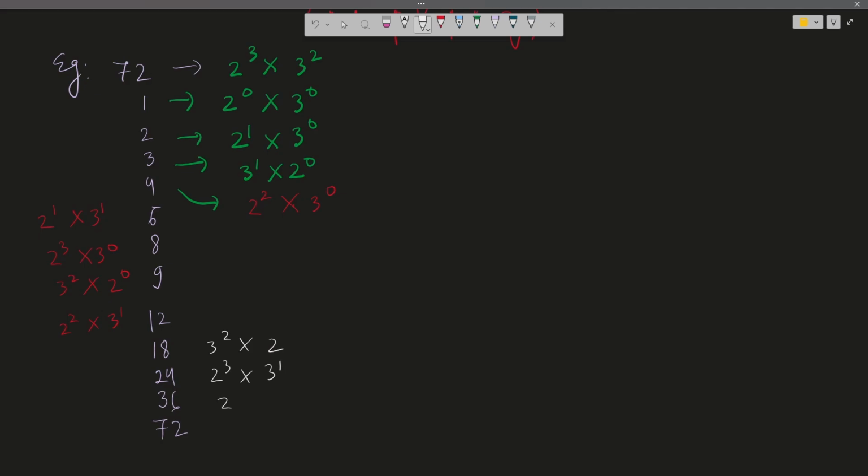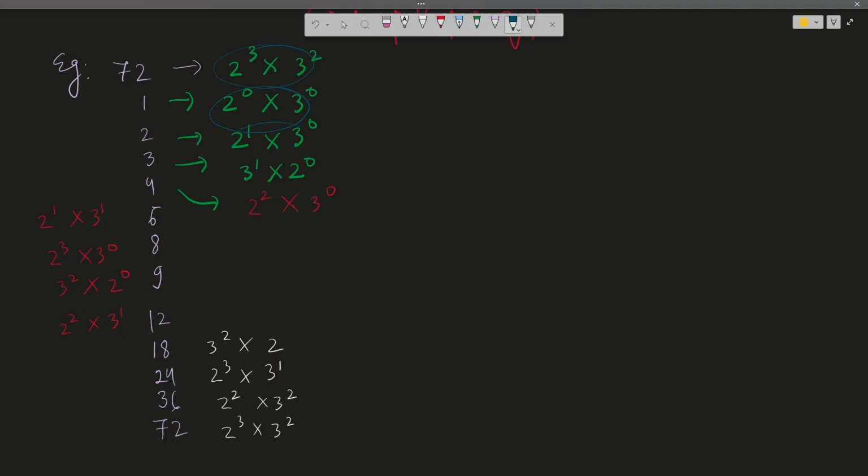36 can be expressed as 2 to the power 2 into 3 to the power 2, and 72 itself can be expressed in such a way. Now we have to take the numbers which are common, because we have to achieve the formula, or we have to understand the formula. So I can say that this whole is a complete factor.